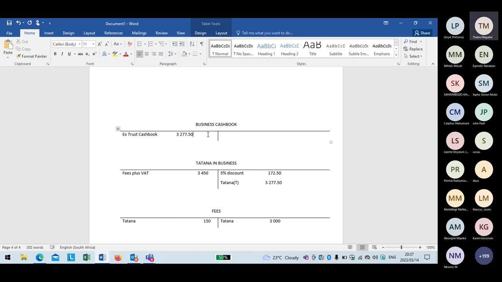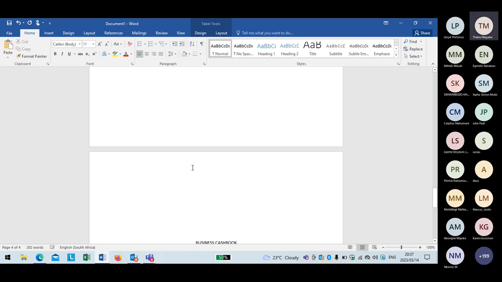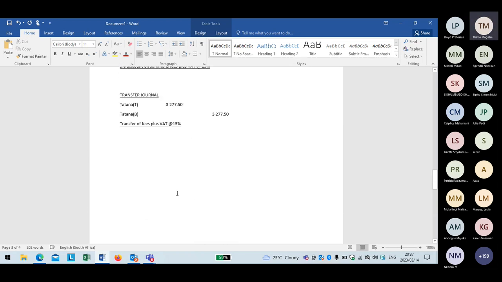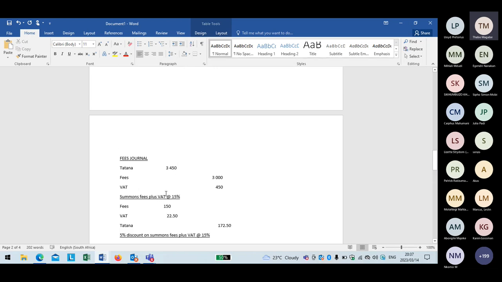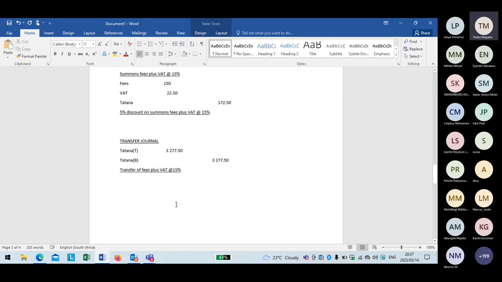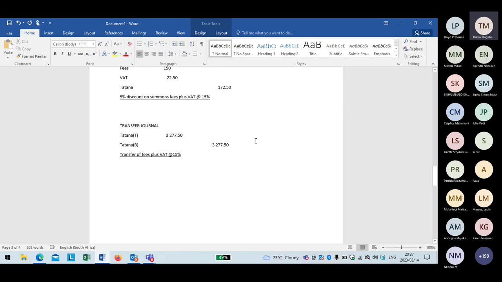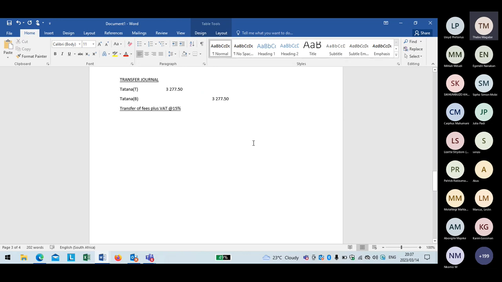So this way, you have transferred. There is now money in your trust account. There's now money in your business account. You have been paid for the service that you have rendered. You've been able to write fees.